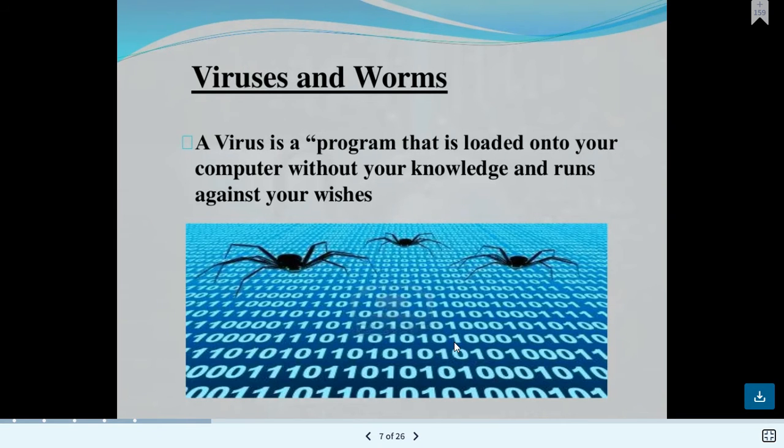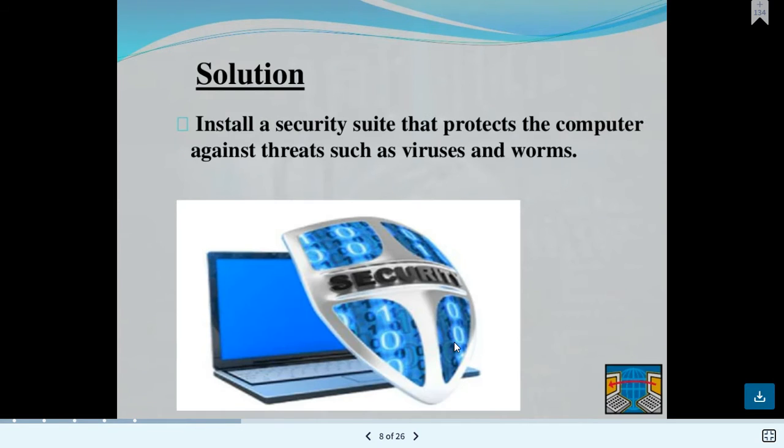Viruses and worms. A virus is a program that is loaded onto your computer without your knowledge and runs against your wishes. Any virus can come into your system, harm your software, and leak your data as well. So you need to be aware of viruses and worms. What is the solution? Install security suites that protect the computer against threats such as viruses and worms.